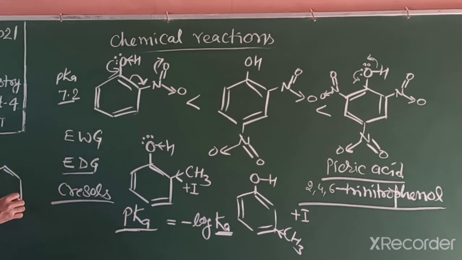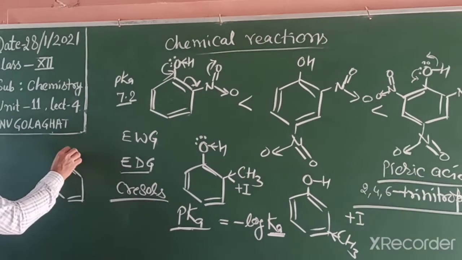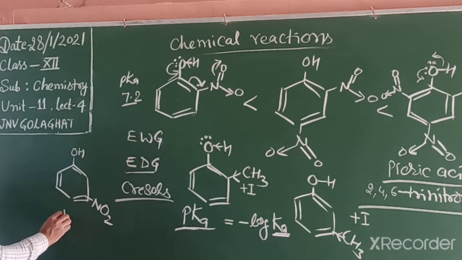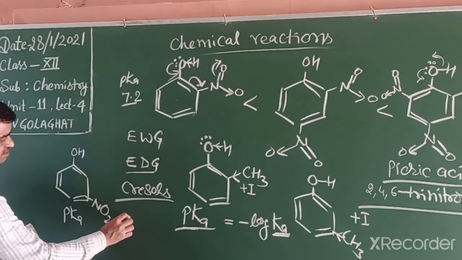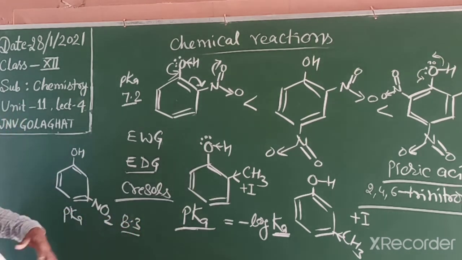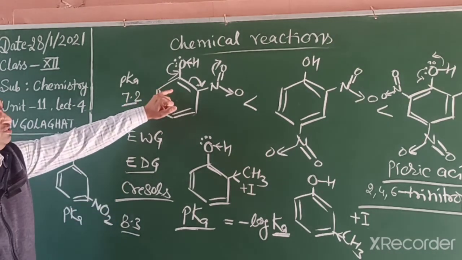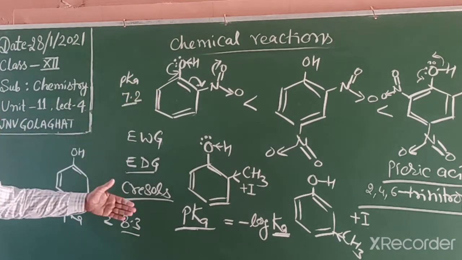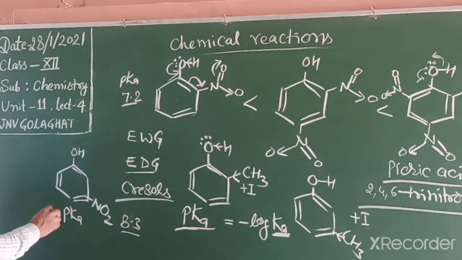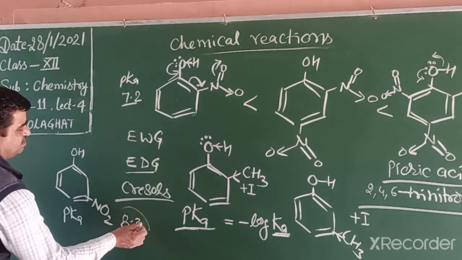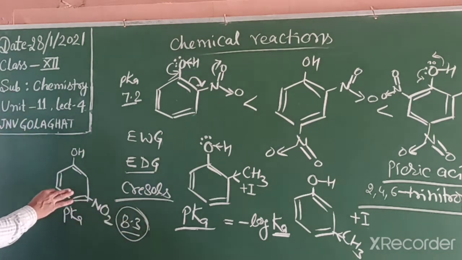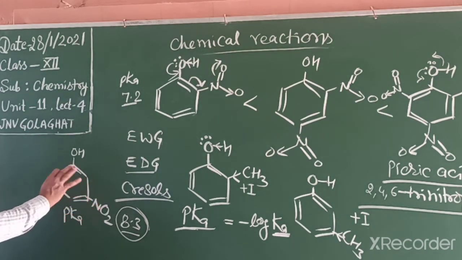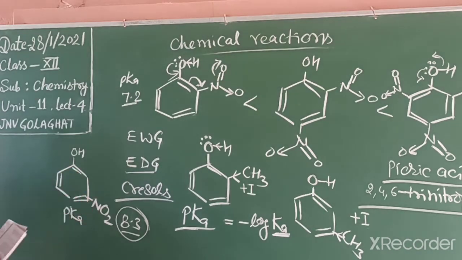Metanitrophenol, its pKa value is given as 8.3. It means 8.3 and 7.2. 7.2 is the lower value, so it is more acidic. The lower the value, the stronger the acid. Meta is 8.3, why is it less affected? Because at the meta position there is less effect of the electron withdrawing group. In the resonance structure, there is no negative or positive charge at the meta position.